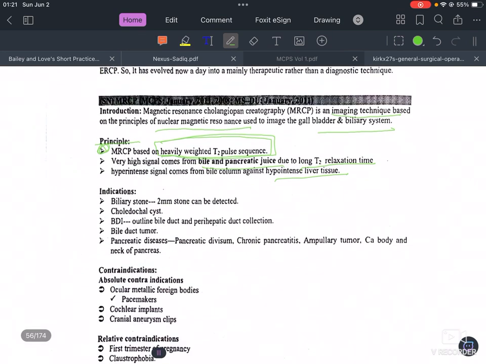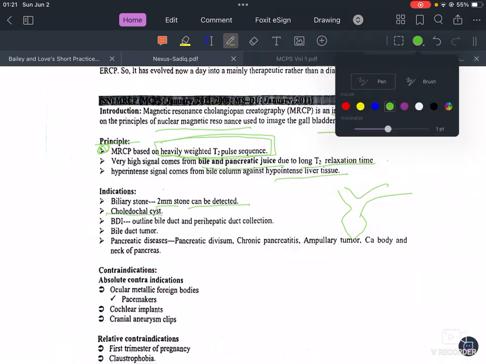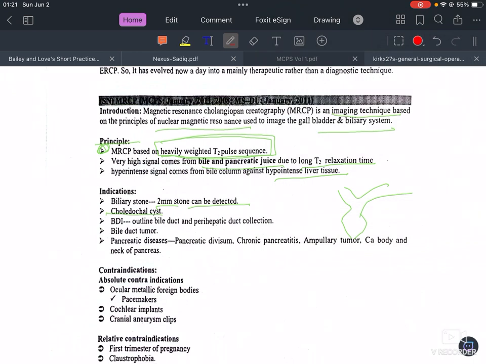Indication: biliary stones, 2 millimeter stones can be detected. So size of the stone is very important. Choledochal cyst can be detected, and bile duct injury. If there is injury in the bile duct, outline of the duct and peripheral duct collection. Bile duct tumor, pancreatic disease, pancreas divisum, chronic pancreatitis, ampullary tumor, carcinoma, body and neck of the pancreas.